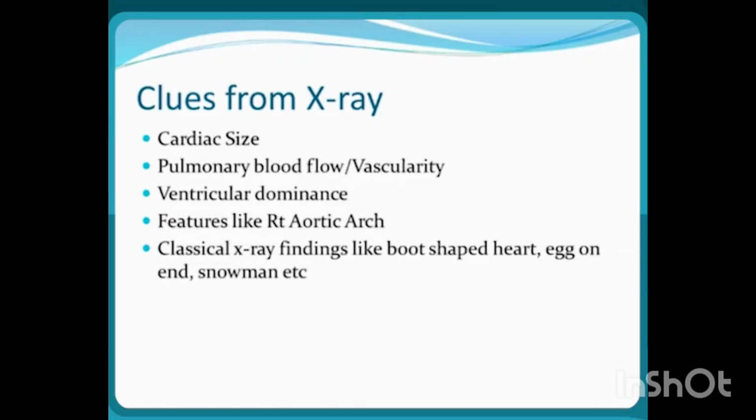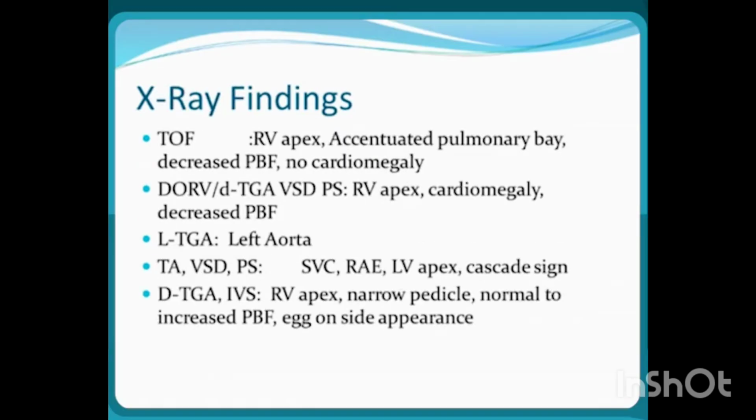First you have to see the cardiac size, either cardiomegaly or normal cardiac size, then pulmonary blood flow or vascularity, whether there is increased or decreased QP, then which ventricle is dominant, like RV or LV dominance, and then you have to see the aortic arch, whether it is a right aortic arch or left aortic arch. Then the classical X-ray findings like boot-shaped heart in TOF or tricuspid atresia, TOF or pulmonary atresia situation, then egg on side appearance in the TGA or snowman appearance in the TAPVC situation. So these are the different X-ray findings we have described.